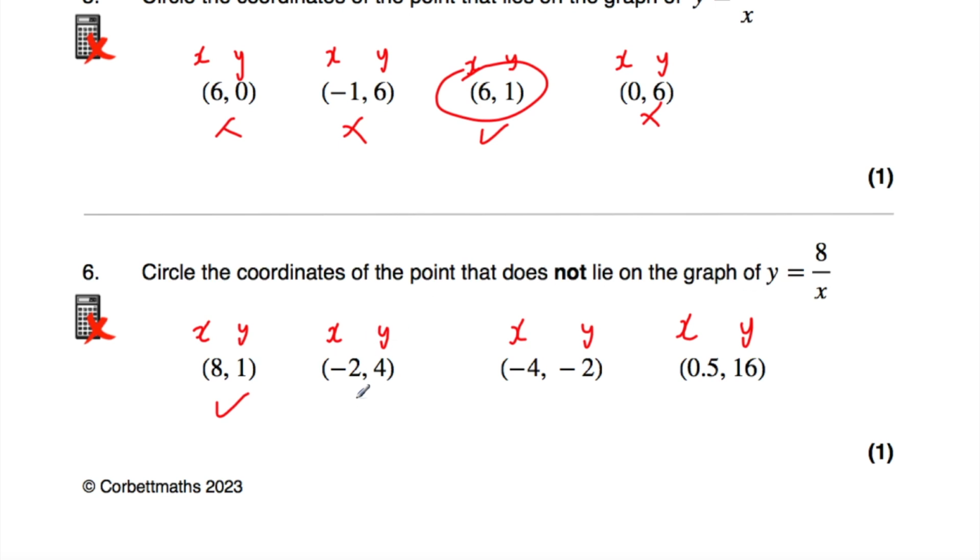So that one doesn't lie on the graph. Negative 2, 4 would not lie on this graph. Let's just check and make sure these two do. So 8 divided by negative 4 is negative 2, so that one lies on the graph.